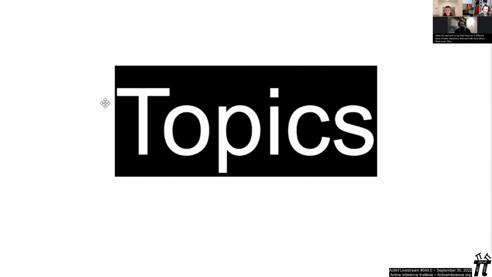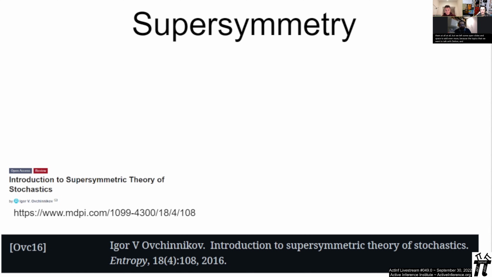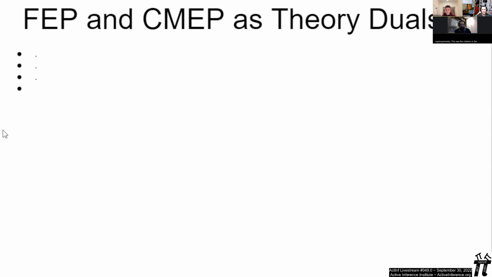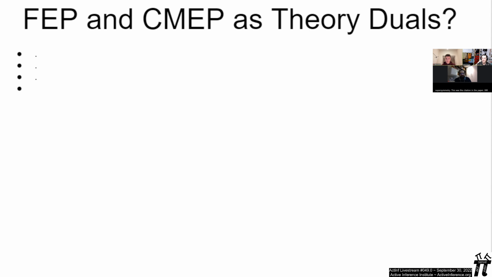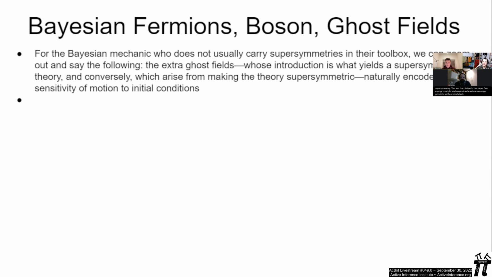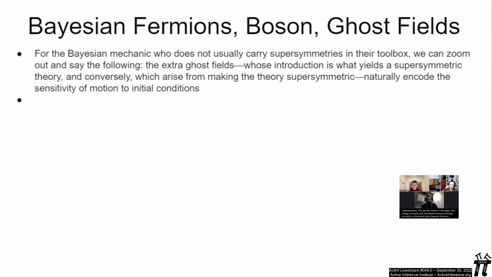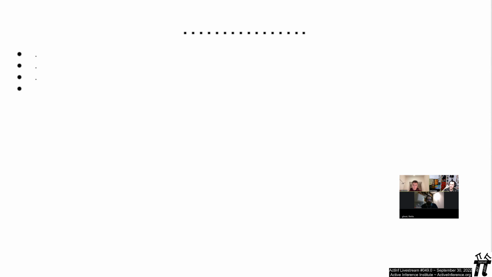Okay, here are some topics. We're not going to talk about them at all, but we left some open slides and space to add even more, because they're topics that we want to talk with Dalton and you all about. So, supersymmetry, this was the citation in the paper. Free energy principle and constrained maximum entropy principle as theoretical duals. Bayesian fermions, bosons, and ghost fields. And anything else that people bring up.